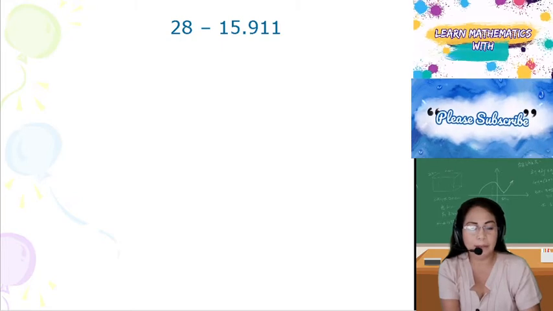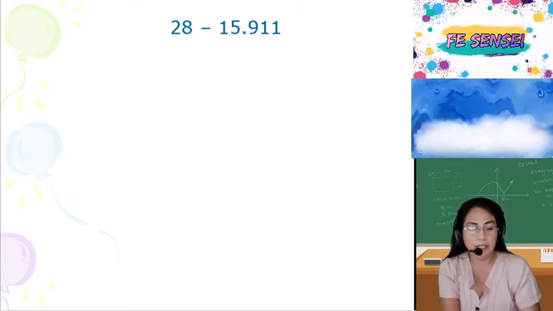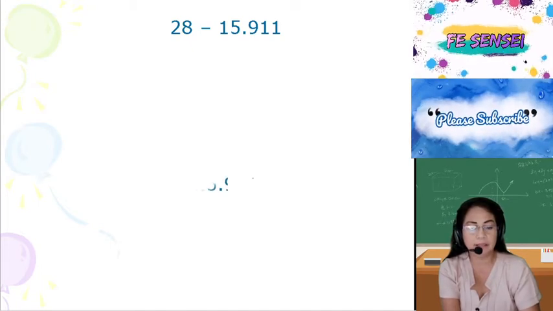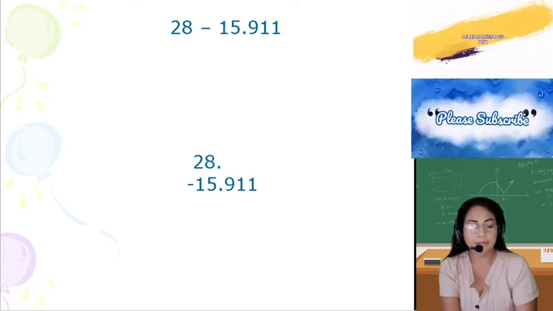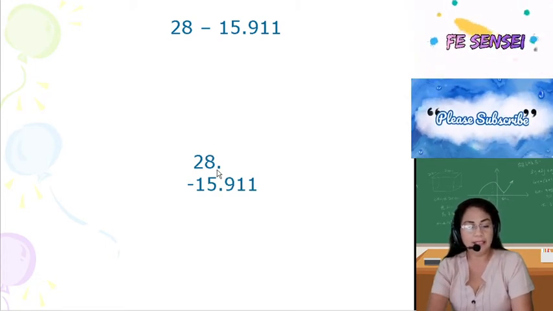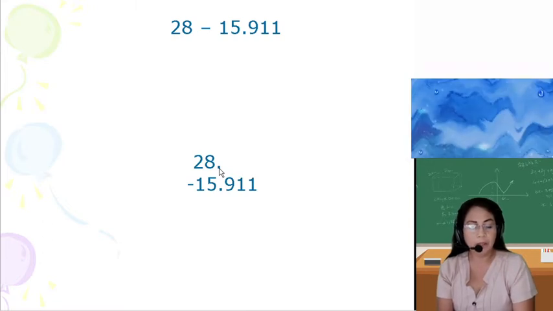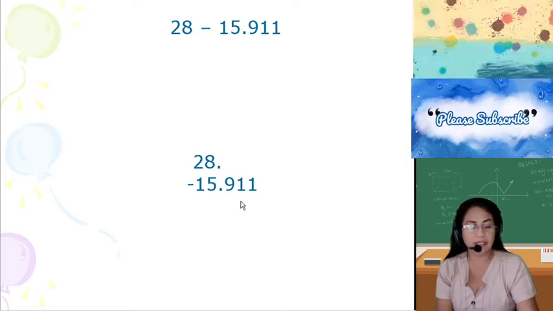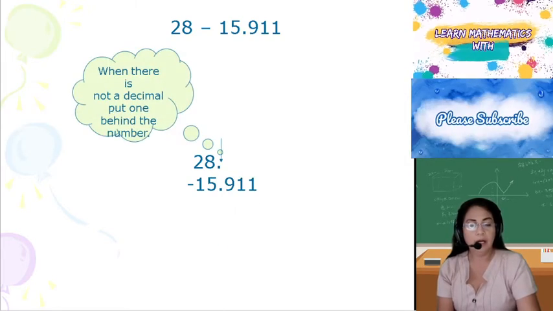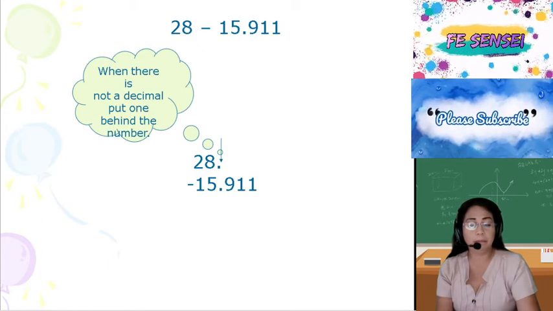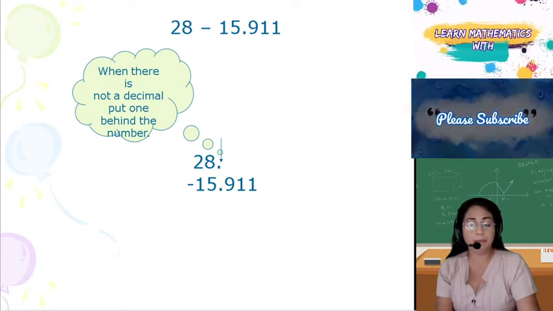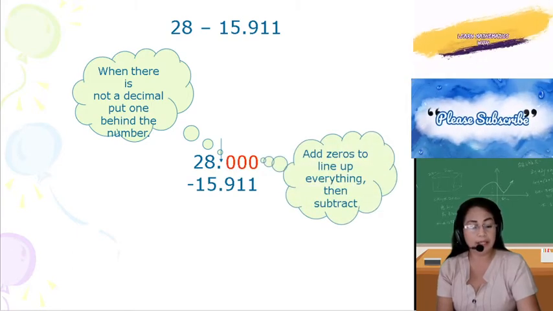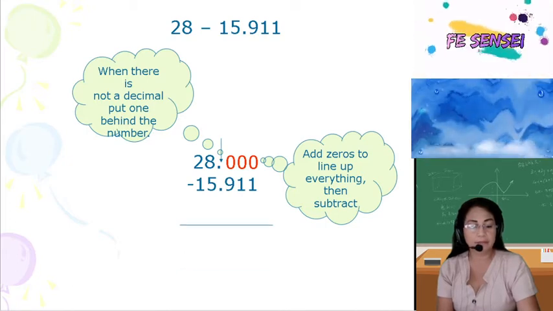So let's have this example. 28 minus 15 and 911 thousandths. 28 is a whole number, so the decimal point is here, then minus 15 and 911 thousandths. When there is not a decimal, put 1 behind the number. Add zeros to line up everything, then subtract.